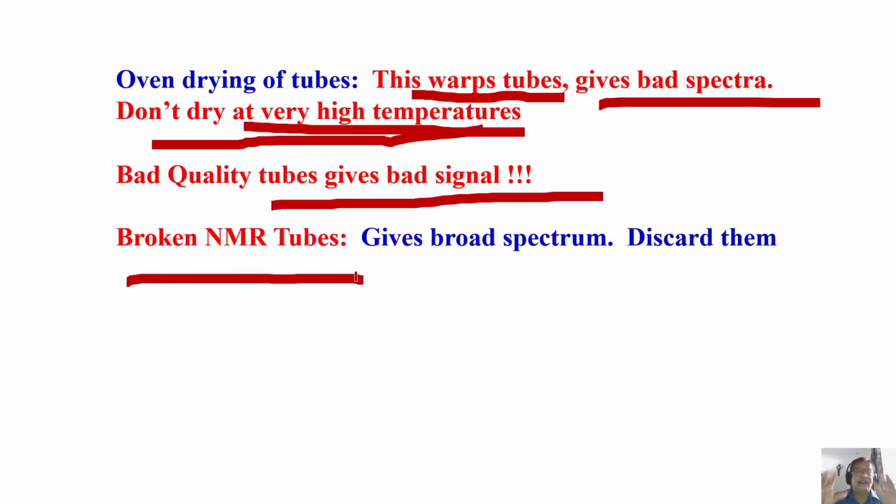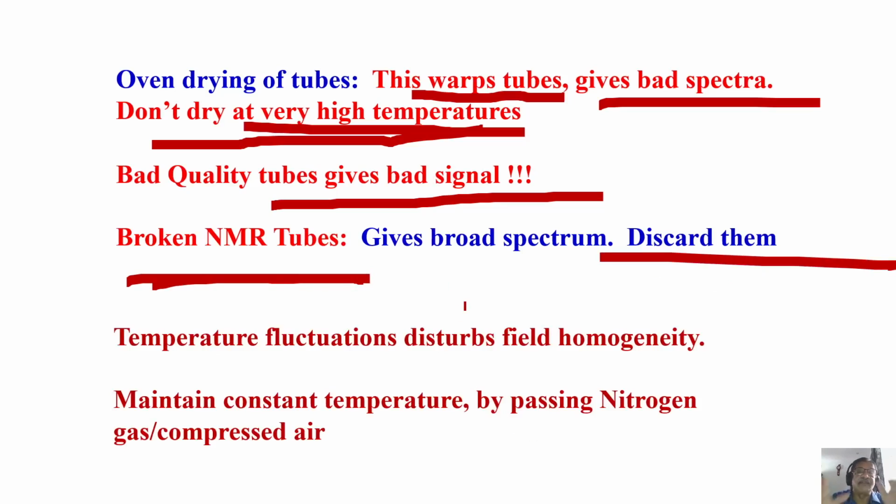Sometimes we are used to that. Some tip of the NMR tube, let us say, is broken. We say, okay, no problem, use the same tube. Sometimes it gives a very broad spectrum. If there are broken NMR tubes, please discard them.